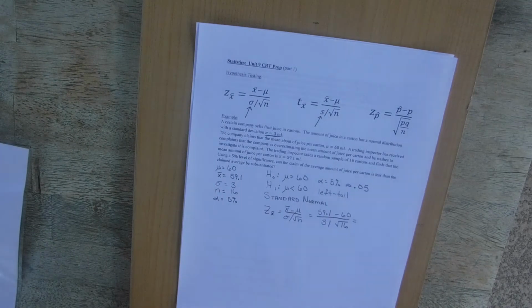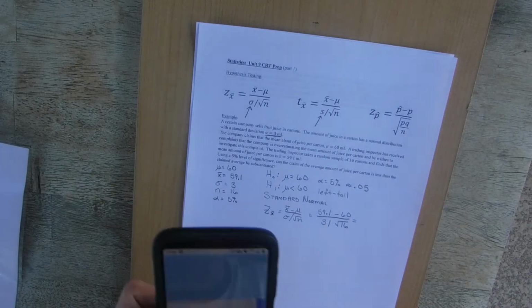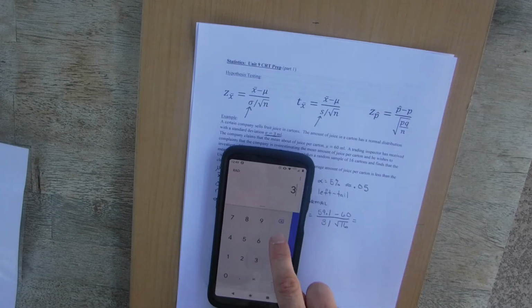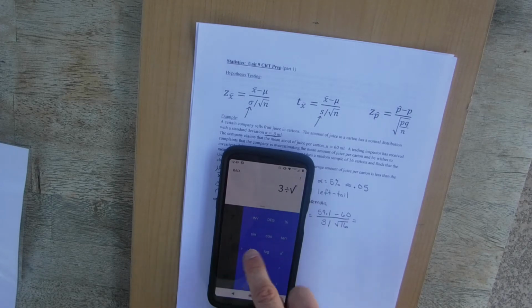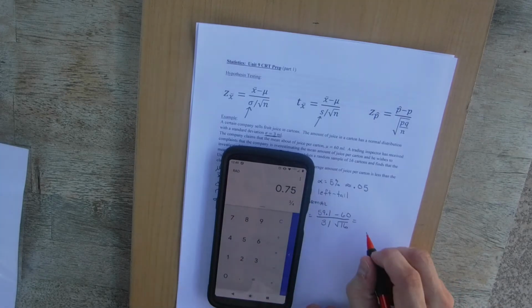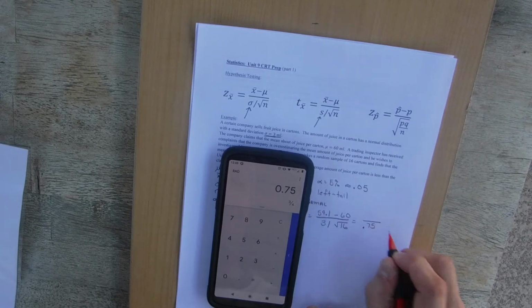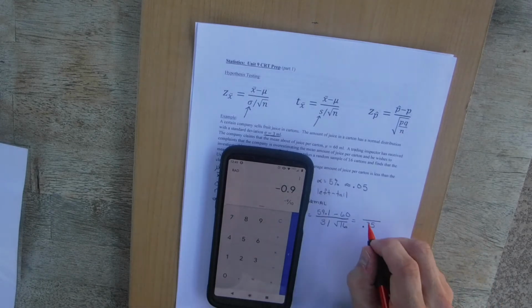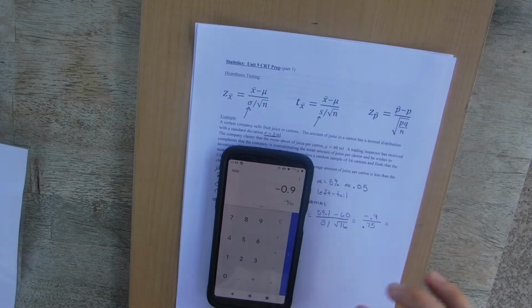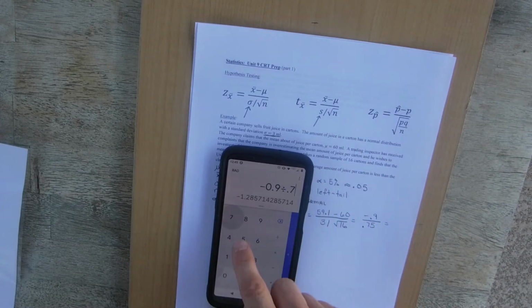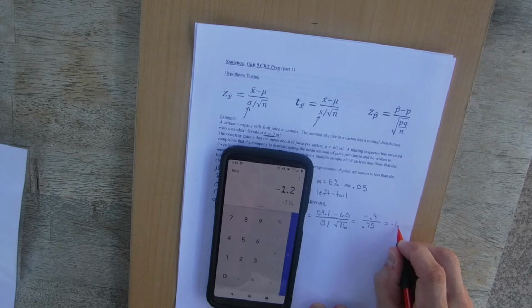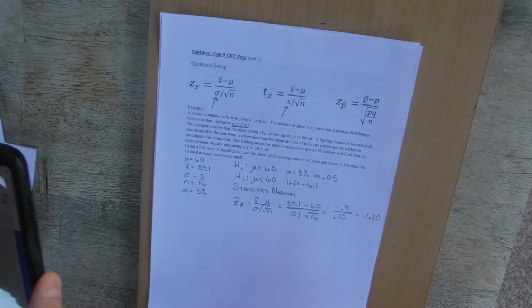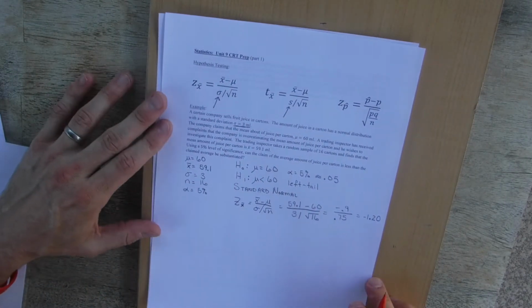Alright, and what I'm going to do is just do this on my phone calculator. You don't need anything fancy. I'm going to do the bottom first. So that's 3 divided by the root of 16. The root of 16 is 4. So 0.75. The top is 59.1 minus 60, negative 0.9. So negative 0.9 divided by 0.75 is negative 1.2. Okay, no fancy calculator required, and we are done with the math portion.